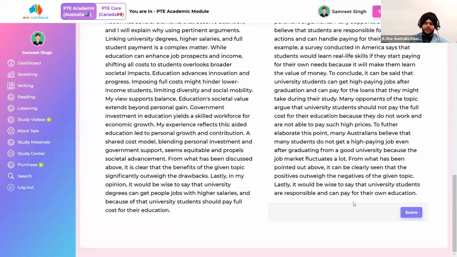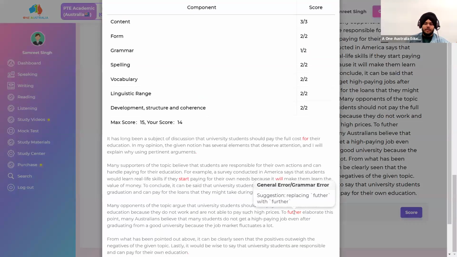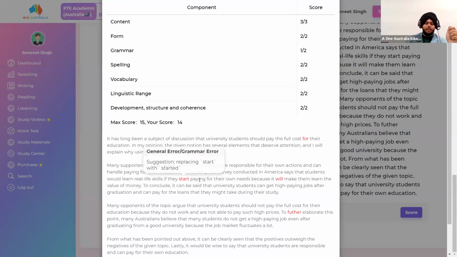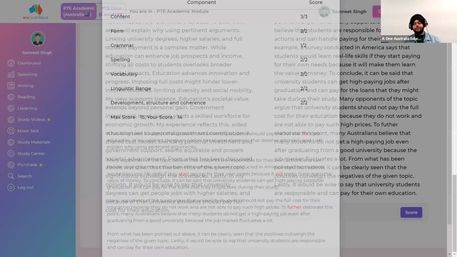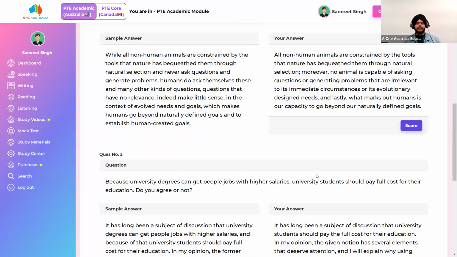So to further elaborate, it says, further, my spelling's silly mistake. If they started paying for their own needs, it will make them learn the value of money. Now, this here is a suggestion, basically. Instead of will, you can write would, because would is a little bit more formal. Okay, so guys, that is that.